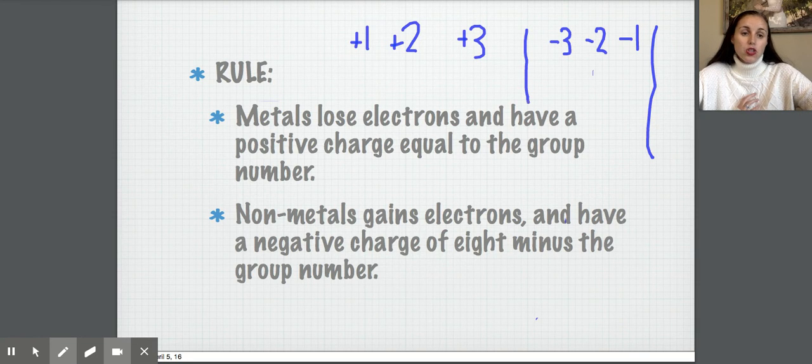So as long as you remember the trends of +1, +2, +3, and then -1 for your halogens, so chlorine's group, -2, -3, you can figure out the charge of ions really easily at a glance. This is going to be really important when we look at ionic compounds, which is where we're going next.